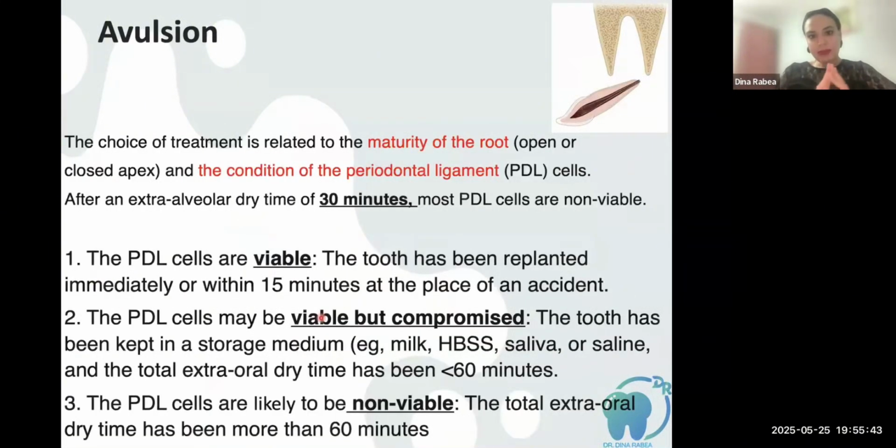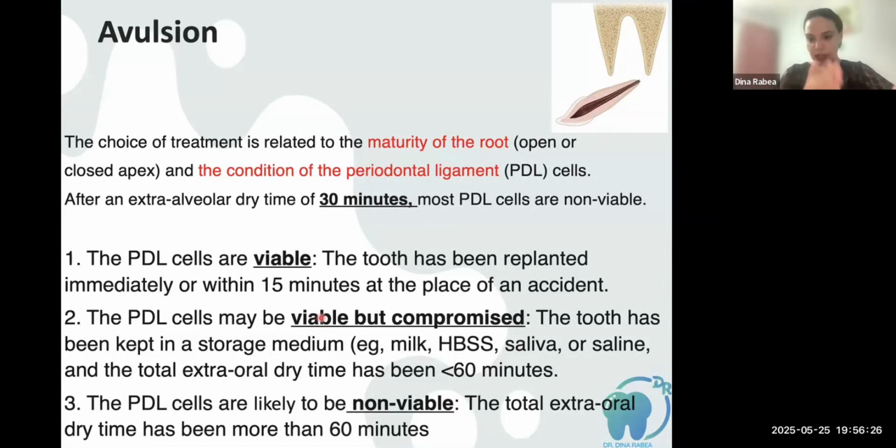So the choice of treatment in avulsion, again, is related to the maturity of the root, how open or closed the apex is. Open apices, again, have a better chance of revascularizing and getting the tooth back into function. Also, the condition of the periodontal ligament, and this depends on the viability of the periodontal ligament cells, and this depends on how much time the periodontal ligament cells have been in dry air. Most of the time after 30 minutes, maybe 20 minutes in some literature, the periodontal ligaments are non-viable.